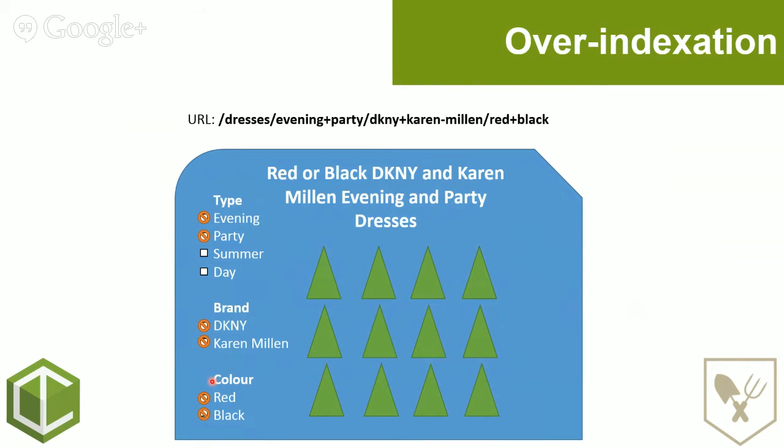And in an e-commerce example, it's when a few different filters from each set are selected, and you end up with a really specific page. So something like red or black, DKNY, and Karen Millen evening and party dresses. But if you think about it, a user will probably never search Google for something that specific.